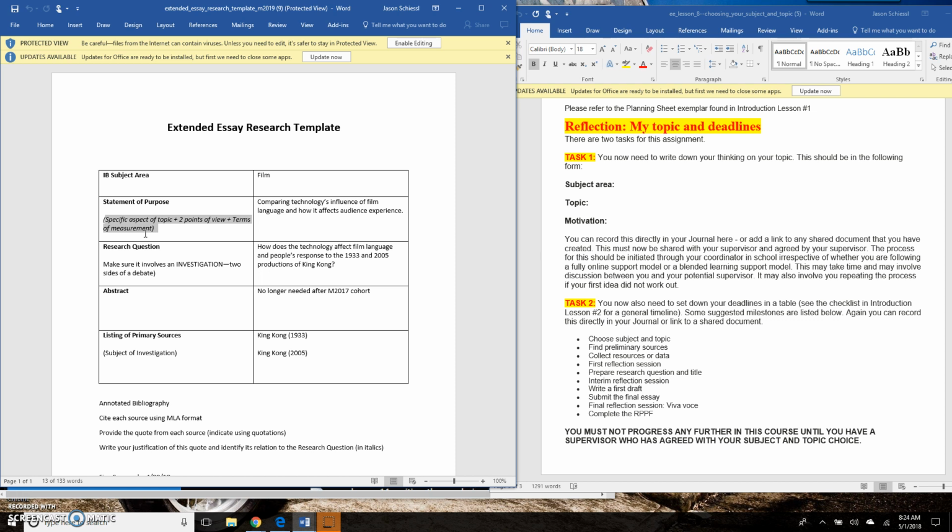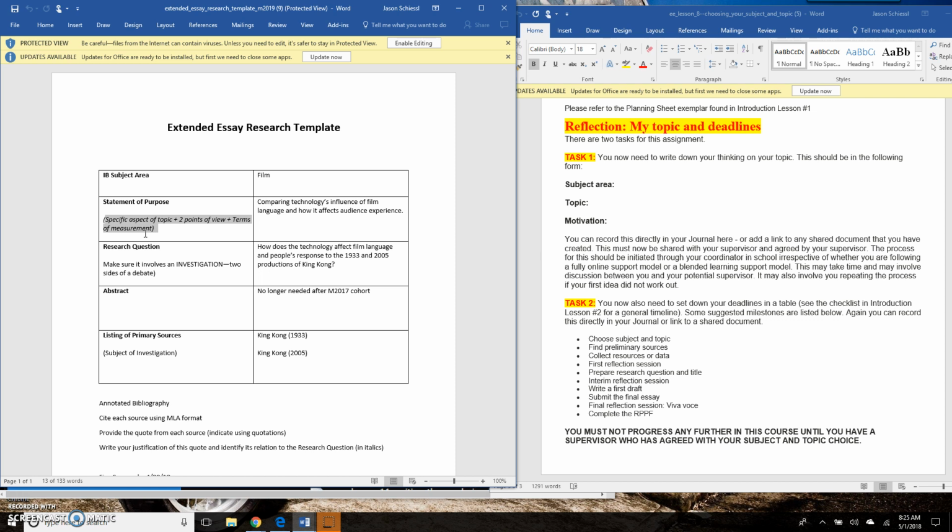So let's say it's use of framing. Since this is a cinematography element, let's talk about framing. So the use of framing in those two films. Well, we don't have a term of measurement, so what we could say is maybe the writer wants to figure out how framing gets the audience to empathize with the main character in Edward Scissorhands and Sweeney Todd.